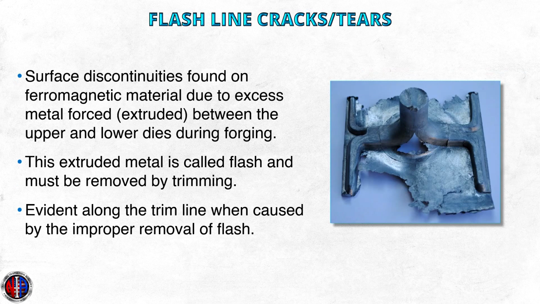Flash line cracks or tears. Flash line cracks and tears are surface discontinuities found on ferromagnetic material due to excess metal force being extruded between the upper and lower dies during forging. This extruded metal is called flash and must be removed by trimming. Cracks and tears are evident along the trim line when caused by the improper removal of flash.